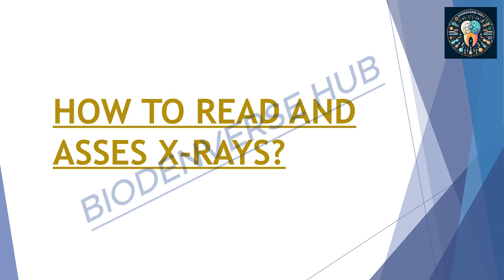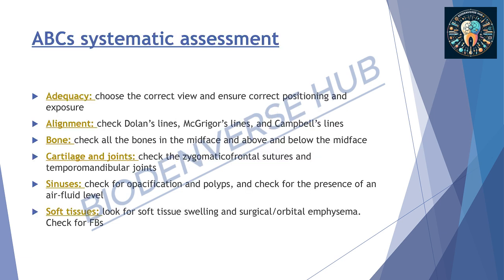Now, how to read and assess the X-rays? While doing that, you need to go for a systematic approach, and that systematic approach is basically the ABC systematic assessment, in which the A basically denotes adequacy. Now, what is adequacy? Adequacy is that you need to choose the correct view and ensure the correct positioning and exposure. Then the other A that is used is alignment.